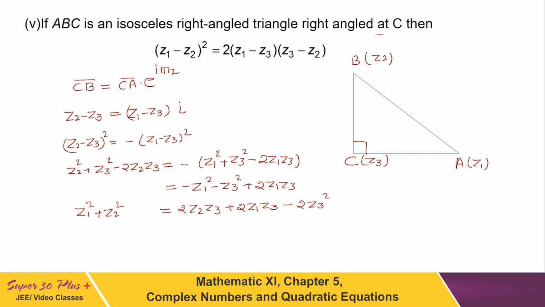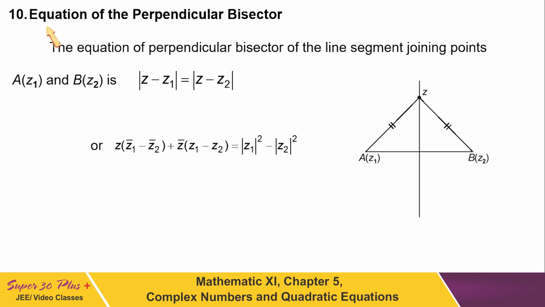Now we are going to subtract twice of Z1 Z2 on both sides, here and here. Left hand side is equal to Z1 minus Z2 whole square, and it is equal to twice of Z1 minus Z3 into Z3 minus Z2, and this is the right hand side of our question. Students, here is the equation of perpendicular bisector.